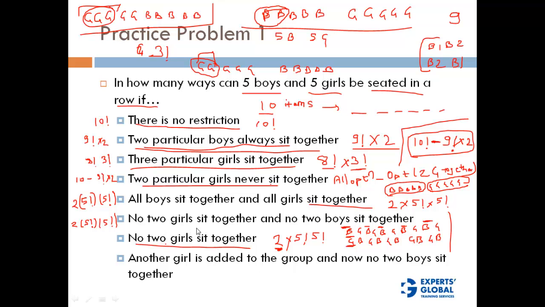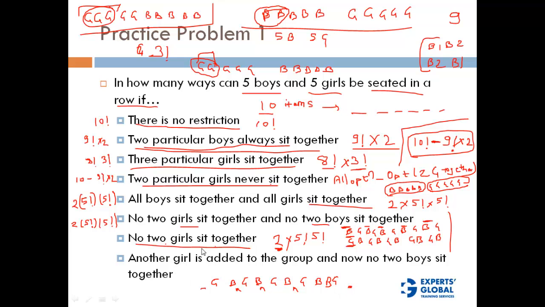It appears that it is the same as no two girls sit together and no two boys sit together, but that is different, because consider this possibility: no two girls sit together, so that means there is at least one boy between every two girls, right? Now that means we'll have 4 boys, but the 5th boy can be sitting here, or here, or here, or here, anywhere basically, right? So that means there are more possibilities.